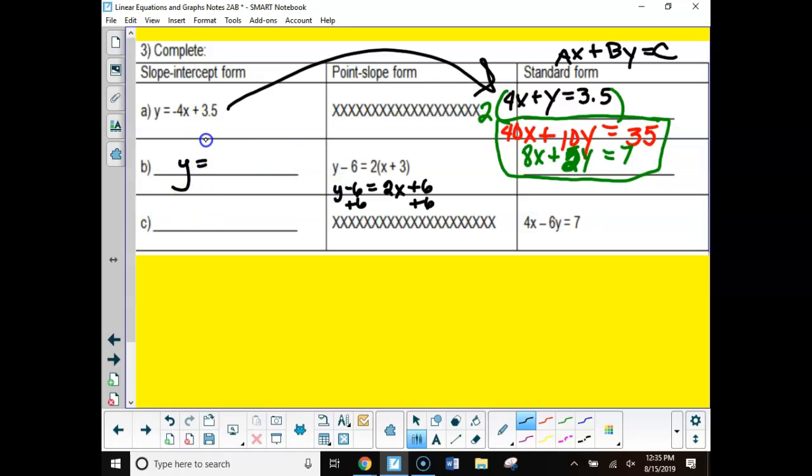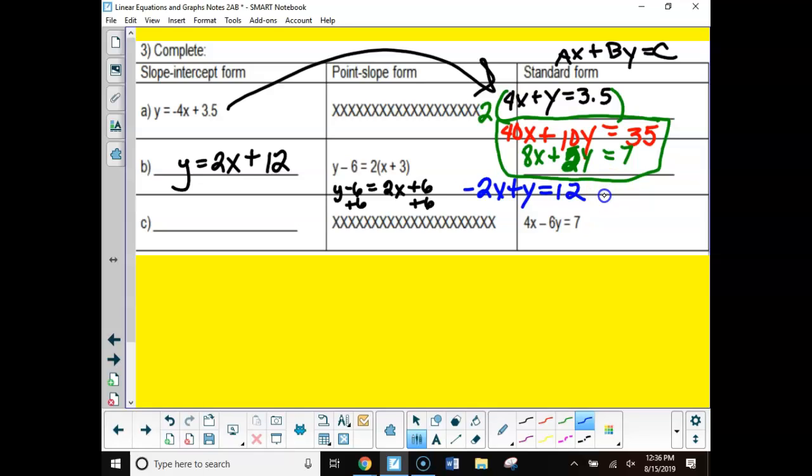Y equals anybody? 2x plus 12, yes, no. I distributed in, even if you added the 6 over to the end of this and then distributed, you should still get 12. Okay. To change that into standard form, which I have scribbled all over the top of, the first thing I'm going to do is move the 2x over to the other side. So subtract 2x to the other side, and I'd have a negative 2x plus a y equals 12.